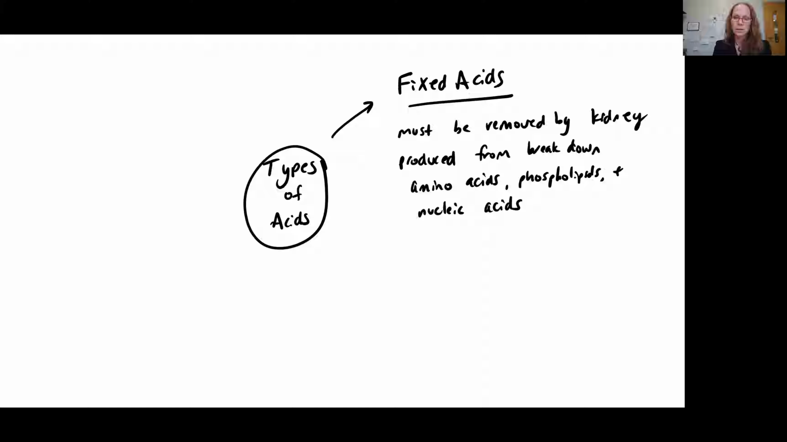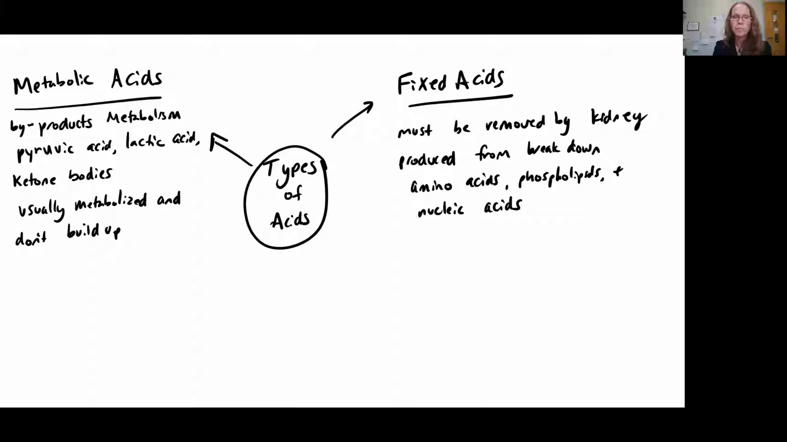A fixed acid is typically just removed by the kidney, and it's produced from the breakdown of amino acids, phospholipids, and nucleic acids. So this is a common thing that's happening, and it's a common thing that's being removed by the kidney, so it shouldn't be causing too much imbalance or problems.